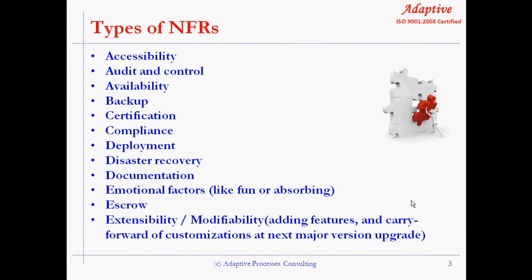The first NFR is accessibility. Accessibility basically points to the fact that whether the application needs to be accessible to people with special needs. So for example, would you like your application to be used by blind people or color blind people, and in that case your accessibility requirements for the software will change.